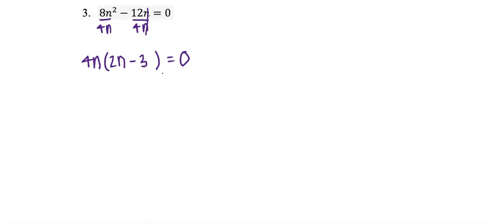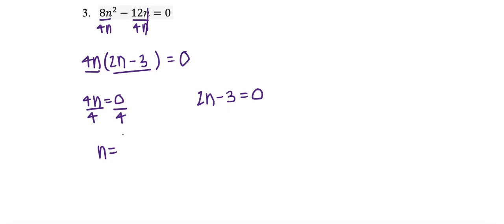So this one's actually asking us to solve. So whenever it's equal to 0, that means I need to take each component and set it equal to 0 and solve for n. So that means in this case I have 4n is equal to 0. And then 2n minus 3 is equal to 0. To solve this first one, to get n by itself, I need to divide out 4. So I get n is equal to 0 divided by 4, which is 0.